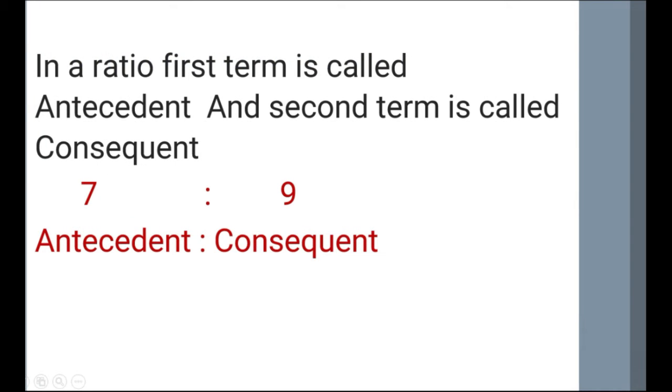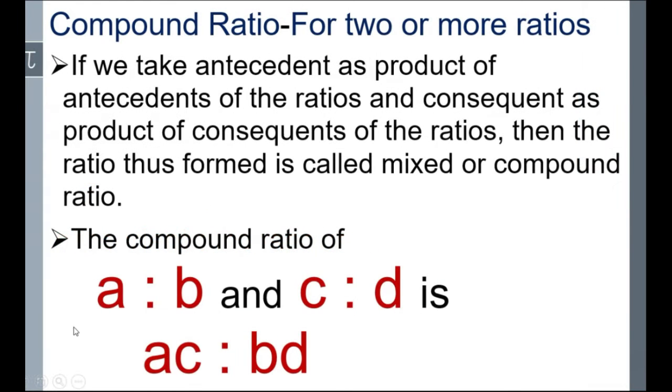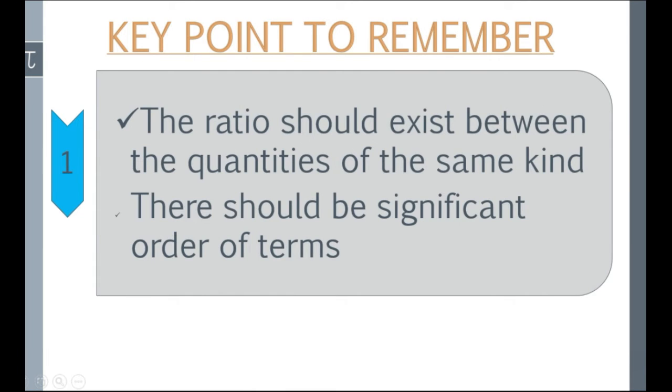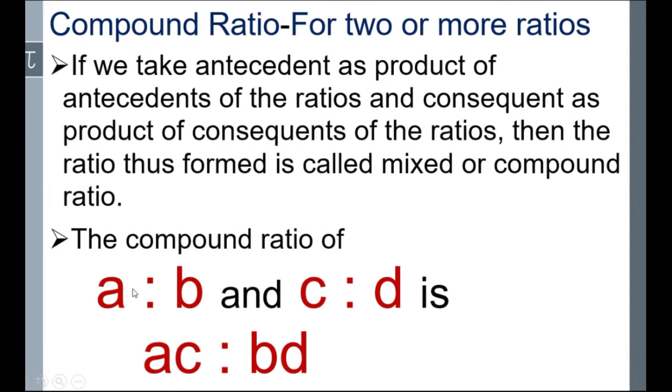We know that in ratio the first term is called antecedent and the second term is called consequent. So for compound ratio, we can say that compound ratio of two ratios means we are multiplying antecedent of first ratio to the antecedent of second ratio and consequent of first ratio to the consequent of second ratio. So we get AC and BD. The compound ratio of A:B and C:D is AC:BD.